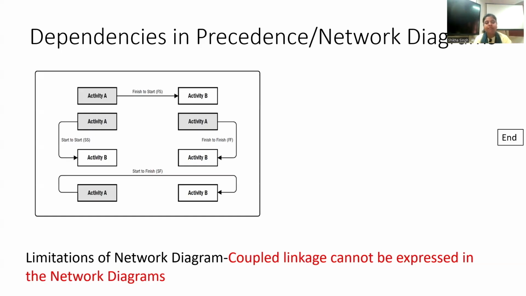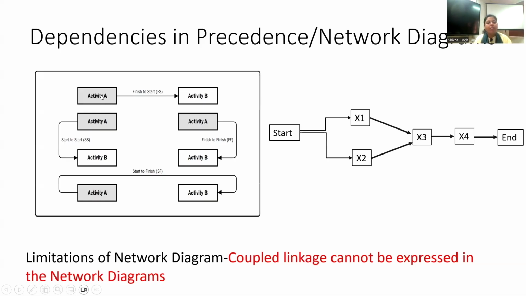So here you see the limitation. In the precedence diagram, we usually have activity A to B, that is finish to start. When activity A finishes, then only B will start, right? Then the second type of relation between activities is start to start. They both will start together. They're dependent. One will start, and at the same time the second will also start.